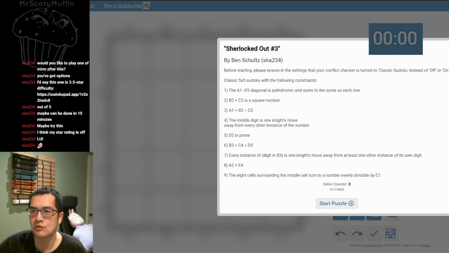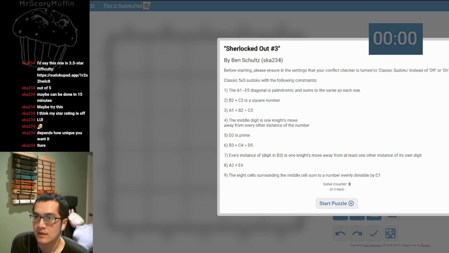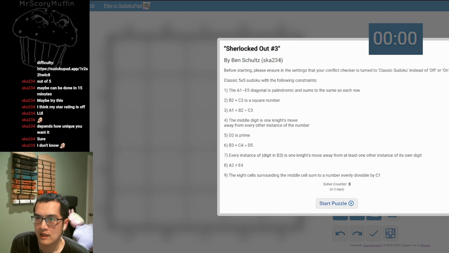Alright. Sherlocked Out. I feel like Sherlocked Out titles. So this is number 3, but I feel like I might have seen one of these either on Cracking the Cryptic or on somebody else's stuff. Anyways, before starting, please ensure your conflict checker setting is turned to Classic Sudoku instead of off or on. Okay? Classic 5x5 Sudoku with the following constraints.